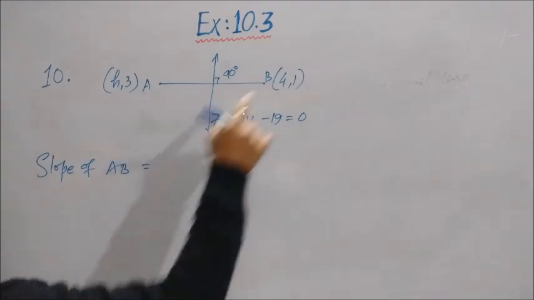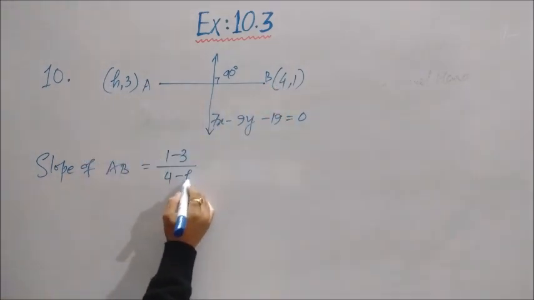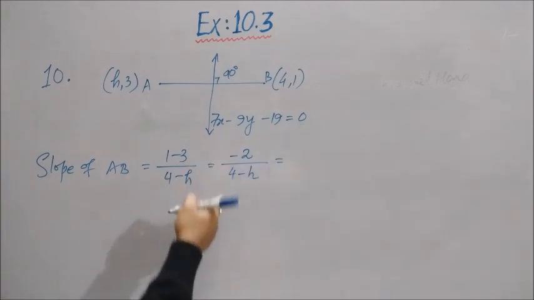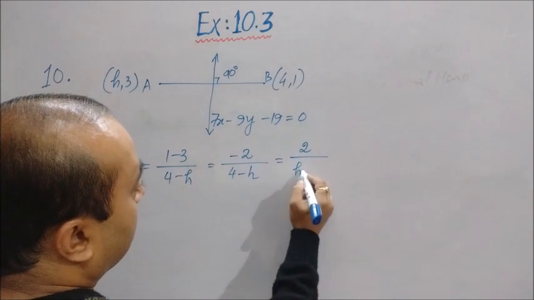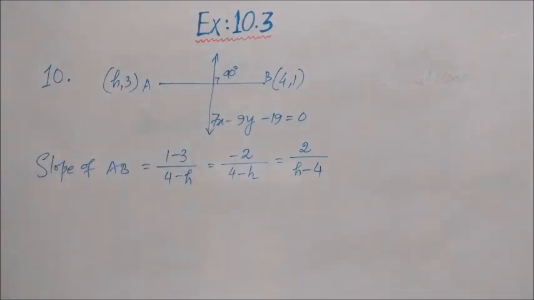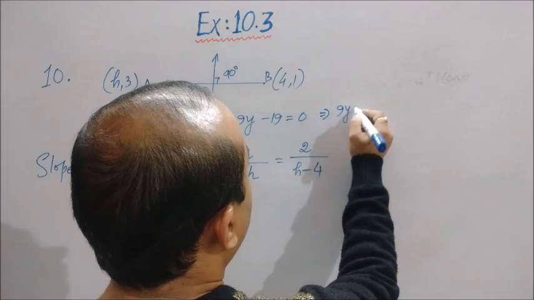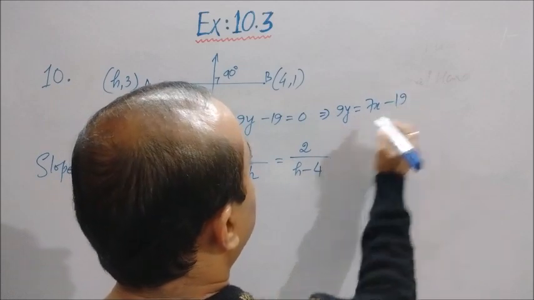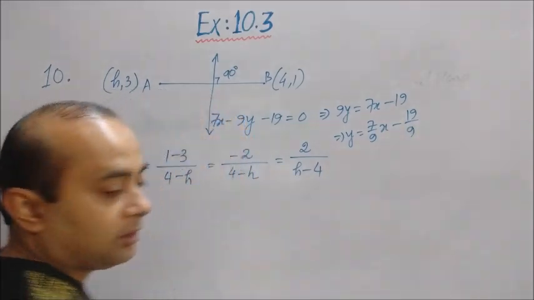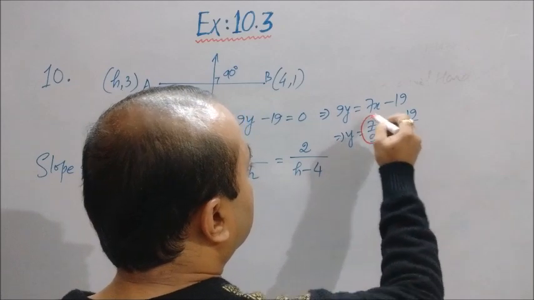Slope of AB, y2 minus y1 over x2 minus x1. 4 minus h. So minus 2 by 4 minus h. If I take care of the minus sign, 2 by h minus 4. So this is the slope of the line AB. And in the slope intercept form, we can easily find this: 9y equals 7x minus 19, y is 7 by 9 x minus 19 by 9. So what is the slope of the other line? The slope of the other line is 7 by 9.